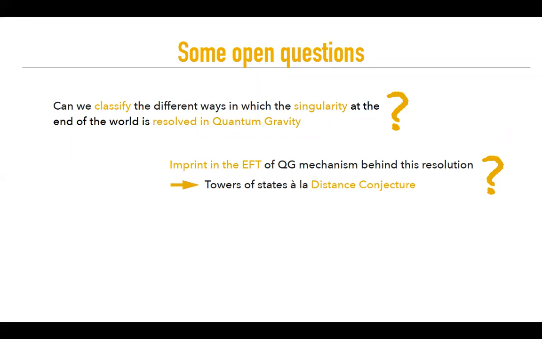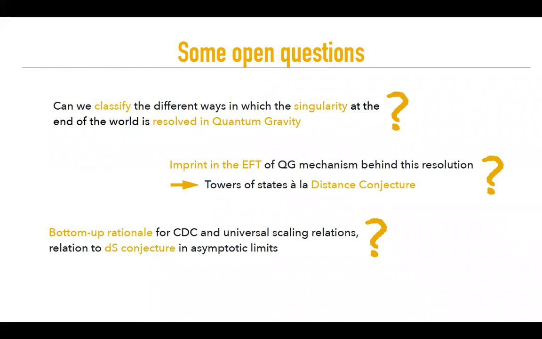For instance, if you think about the bubble of nothing, you are discovering a new dimension. So there has to be some relation with KK towers. So one could hope to argue that there must be some towers, as in the distance conjecture, in order to fix the singularity. Also, is there any bottom-up rationale for the cobordism distance conjecture and the universal scaling relations? And can we relate this to the distance conjecture in asymptotic limits in a more profound way?